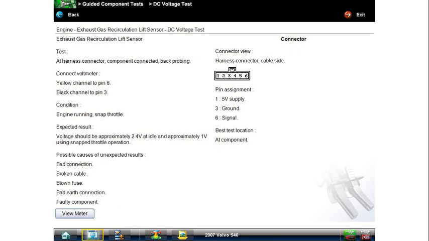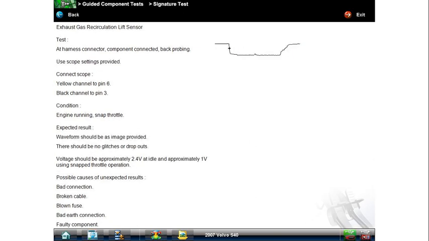But you can see there, voltage should be 2.4 at idle, so that means the valve is open and bleeding in exhaust gas, and approximately 1 volt using a snap throttle pedal. So the valve's shutting as you snap the throttle, as I said to you earlier on. You can check that out. A multimeter would do that job fine. And then if you had a scope, you see the pattern at the top right, that was what it looked like in a scope. But a multimeter would do this job as well. As soon as you blip that throttle, snap it, it should go down to 1 volt or under. That means the valve is shutting. So there's other information for you as well.